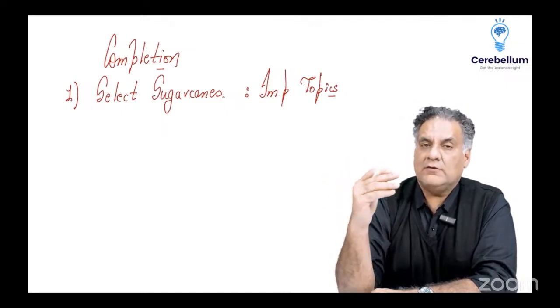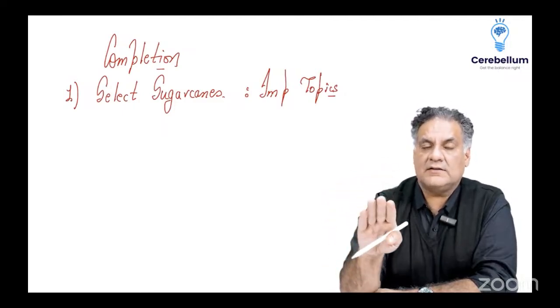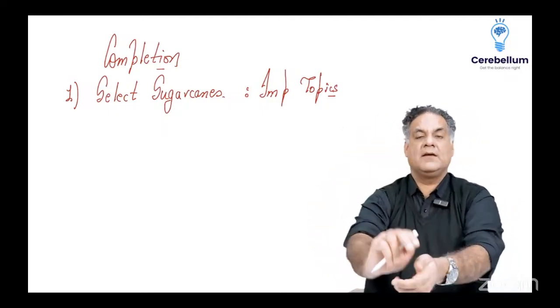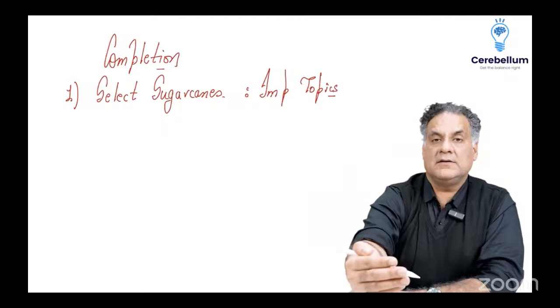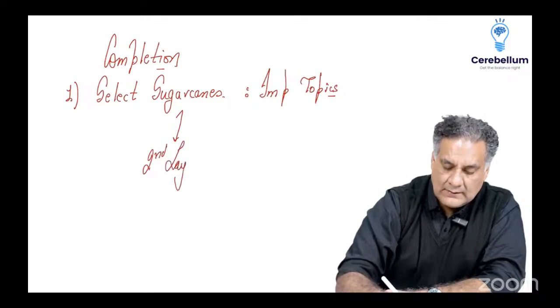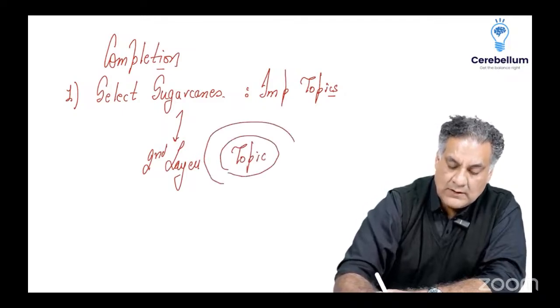For this, you have to go to the second layer. The second layer is when the first sugarcane has gone out, you take it out, you double fold it and you again put it in the machine. Now more juice will come out. Now that's what the second layer is. Second layer is your topic is the same, but you develop knowledge around it.